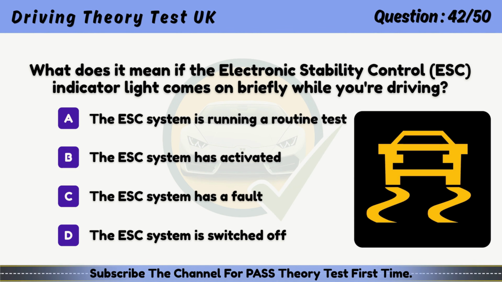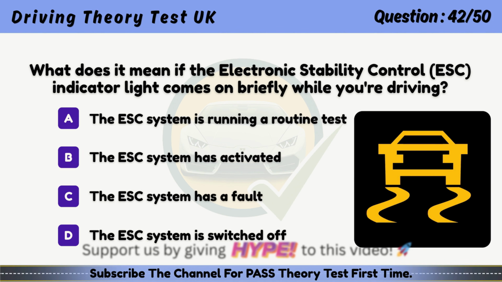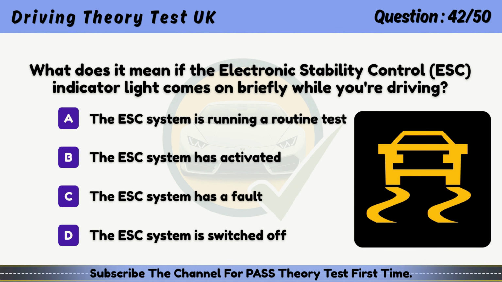Question 42. What does it mean if the electronic stability control indicator light comes on briefly while you're driving? Option A. The escape system is running a routine test. B. The escape system has activated. C. The escape system has a fault. D. The escape system is switched off.